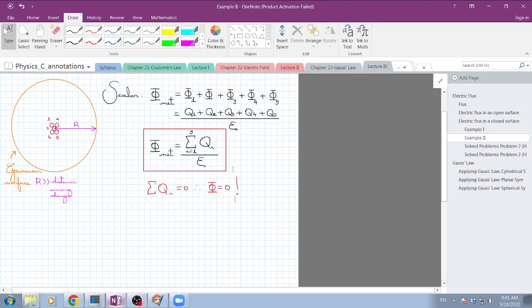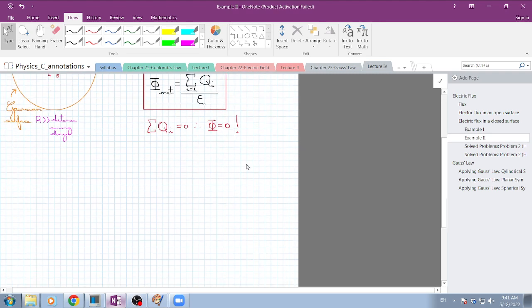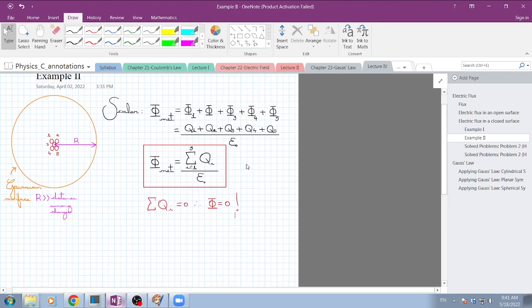Now, okay, this example is done. What you have to take care of here, my friends, is something else I'm going to talk about later. But before we go to the next topic, I'm going to solve one problem from the book, to show you how to calculate the flux for different kinds of surfaces. Okay, just a minute.